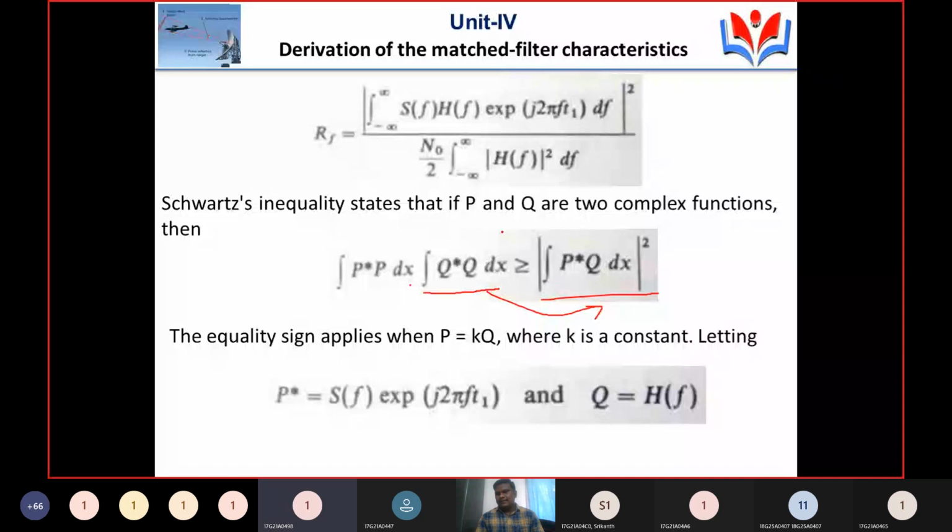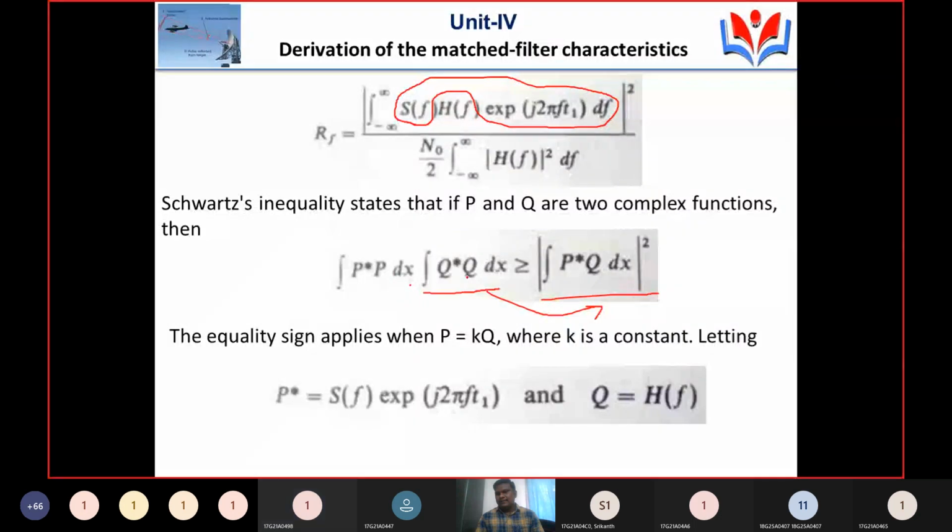S(f) into e^(j2πf t1) will be considered as the function p, and H(f) will be considered as q. Then this equation will be satisfied. So p equals S(f) e^(j2πf t1) and q equals H(f). By this we can have some conclusion here.